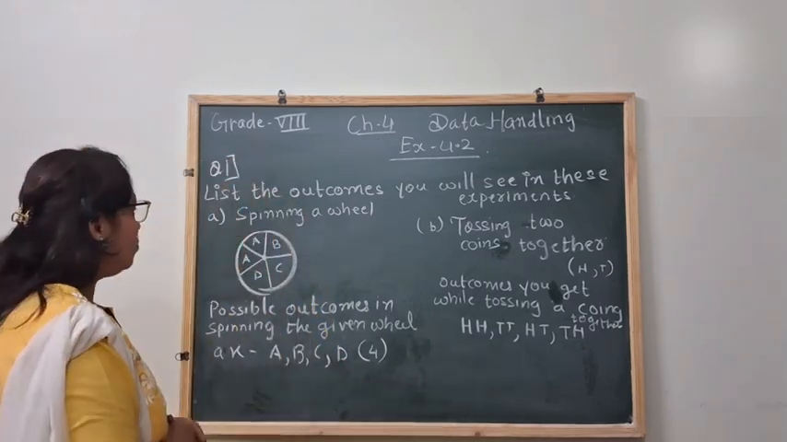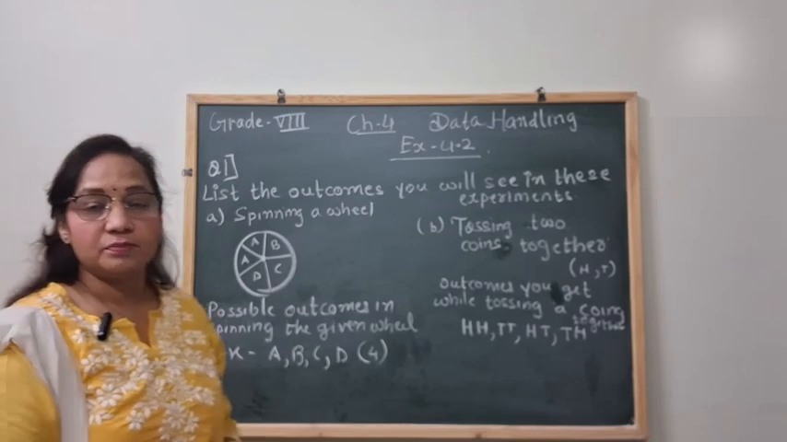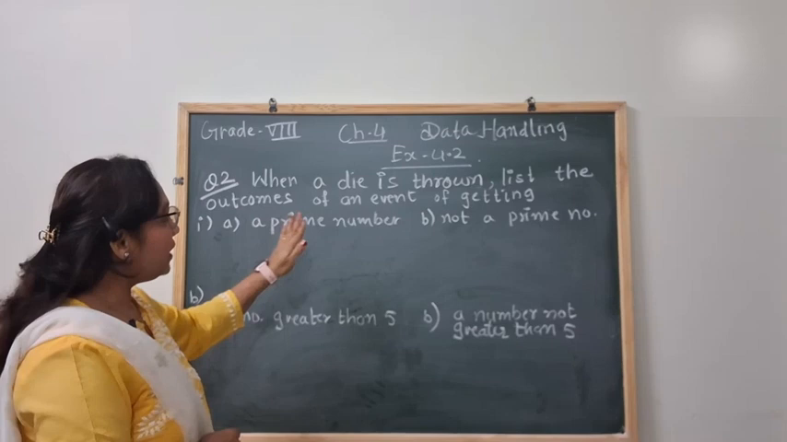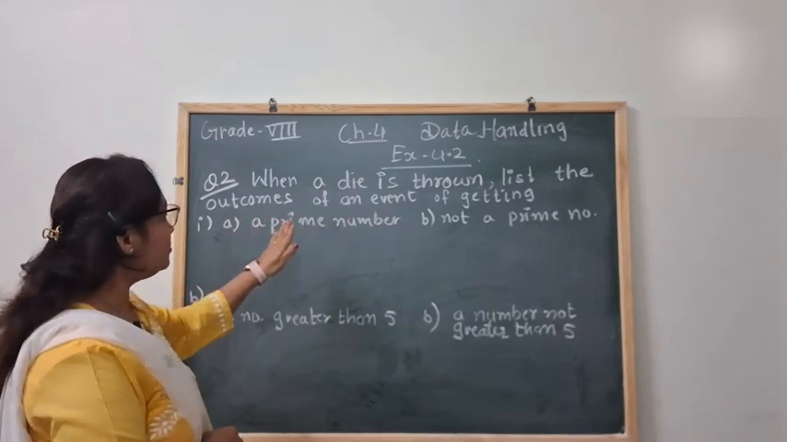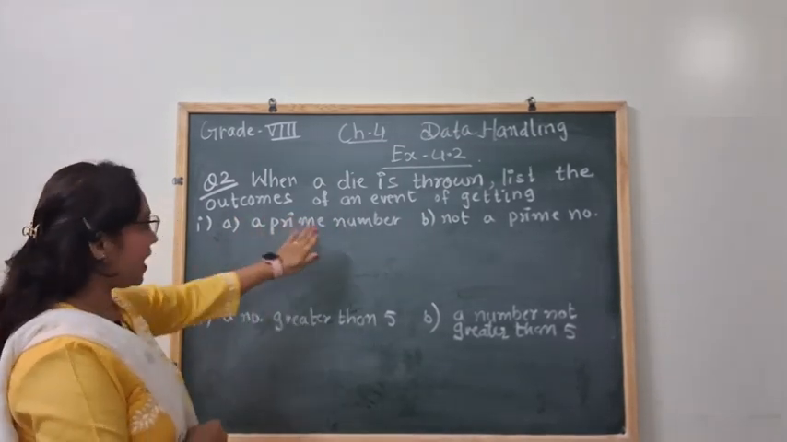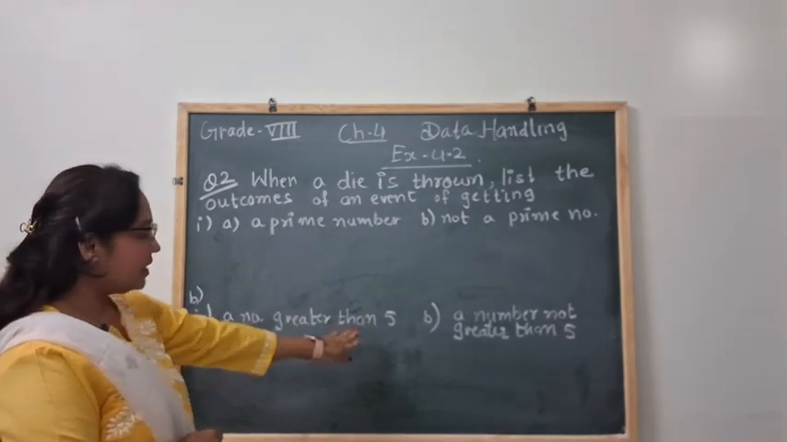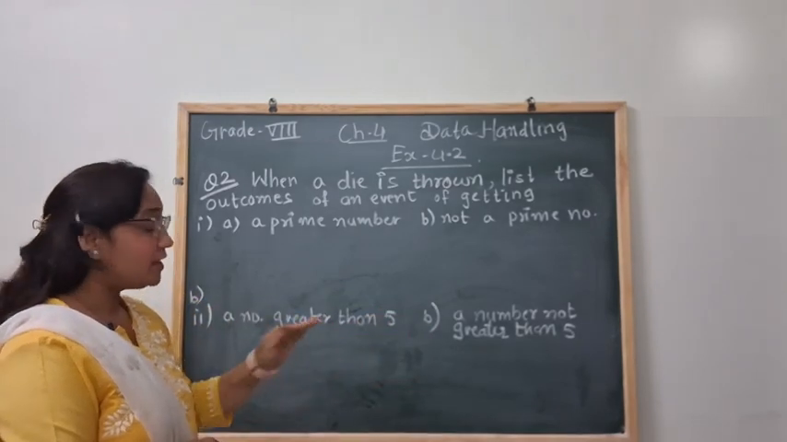Okay students, now moving on to question number 2. When a die is thrown, list the outcomes of an event of getting a prime number, not a prime number, a number greater than 5, a number not greater than 5.